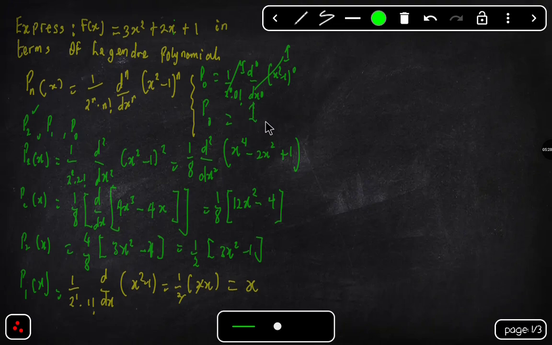So since we are done with that, we can now express the function in terms of Legendre polynomials. So P0 of x is 1, P1 of x is x, and P2 of x is 1 over 2 into bracket 3x squared minus 1. Okay guys, so let's complete the solution. So let's move to a new page so that we can complete the work.